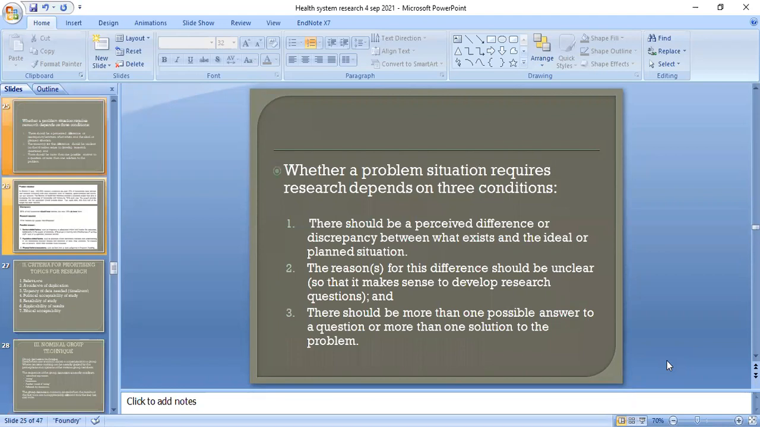Whether a problem situation requires research depends on three conditions. There should be a perceived difference or discrepancy between what exists and the ideal or planned situation. The reason for this difference should be unclear so that it makes sense to develop a research question, and there should be more than one possible answer to a question or more than one solution to the problem.